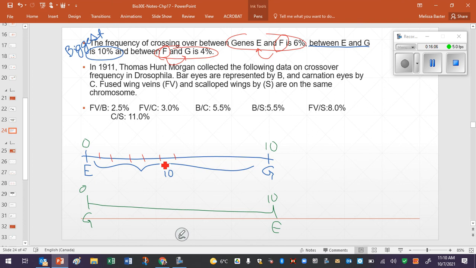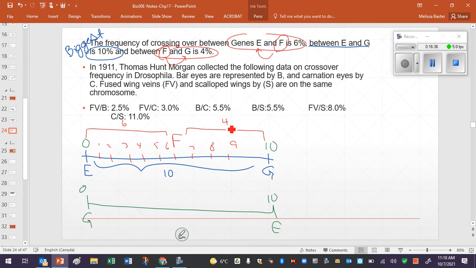So I would put F here, 1, 2, 3, 4, 5, 6 spaces away from E, and then I would check to make sure, 7, 8, 9, 10, that it was in fact 4 spaces away from G. And if I check, well, that's 6, and that's 4. So all of the data fits.